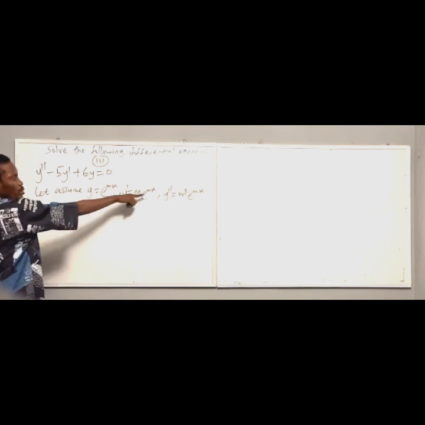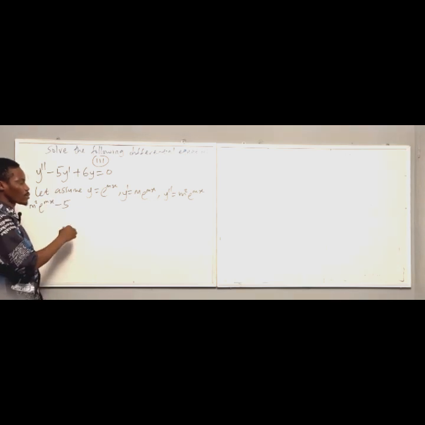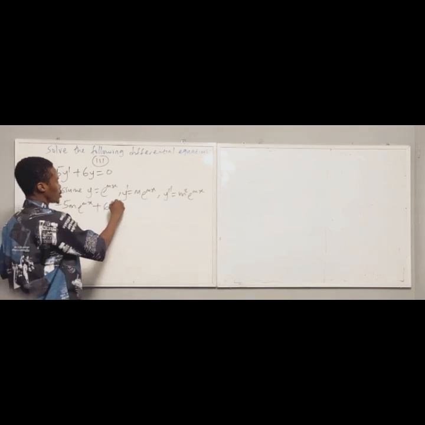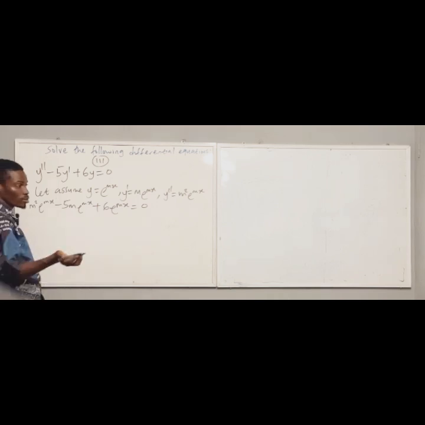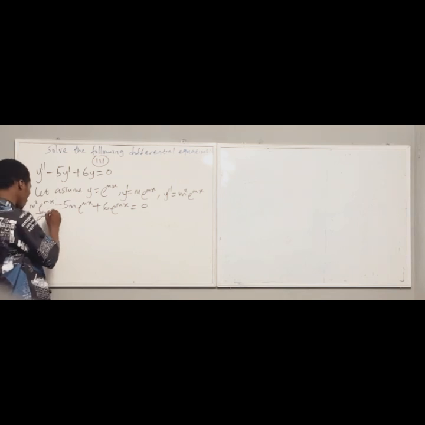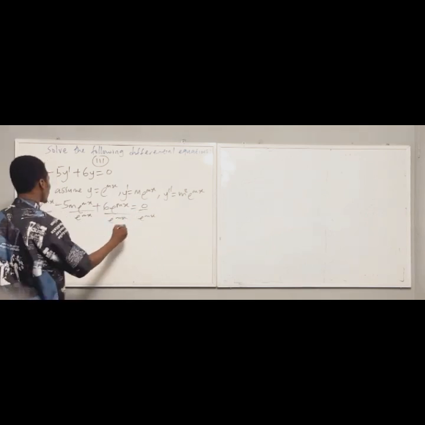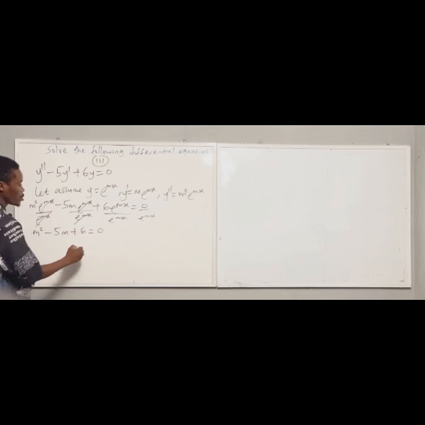So this y'' is m squared e^(mx), minus 5 times y', which is m e^(mx), plus 6 times y, which is e^(mx), is equal to 0. So what am I going to do next? I can divide through by e^(mx), or I can factor it out. Dividing, e^(mx) over e^(mx) cancels, and I'm going to have m squared minus 5m plus 6 is equal to 0.